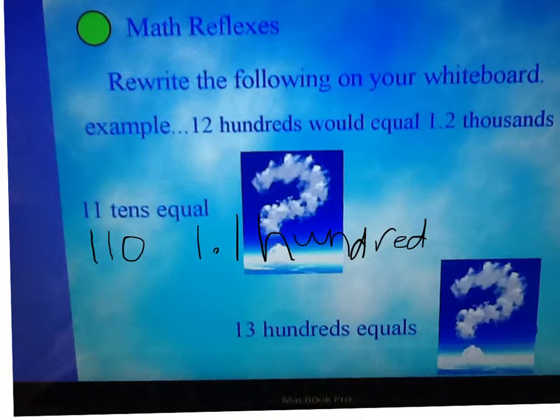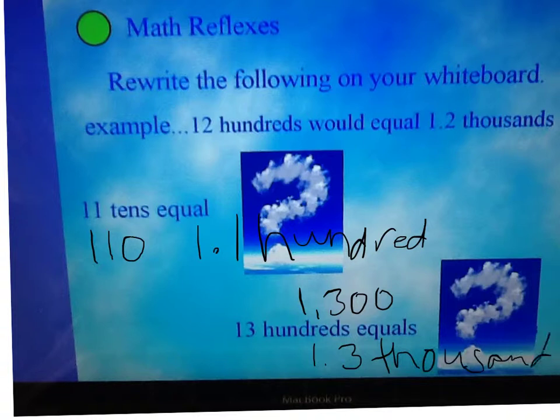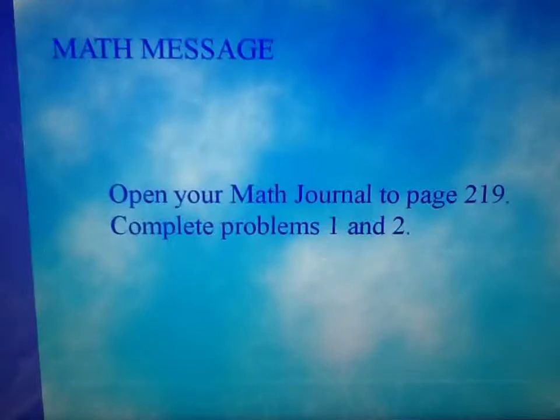Taking a look at our second example, 13 hundreds. What would that be equal to? Well, 13 times 100 is going to be 1,300. Or we could say 1.3 thousand. Just a different way to look at numbers.